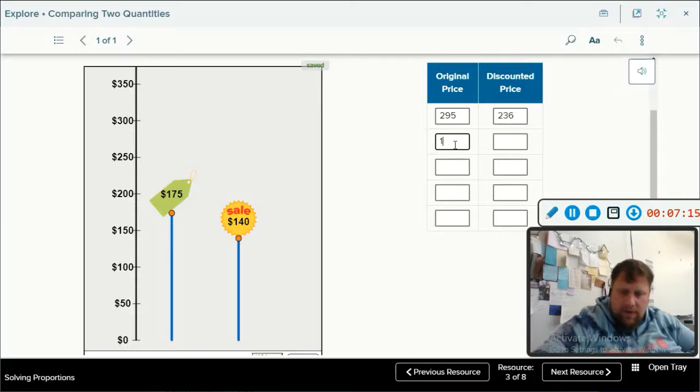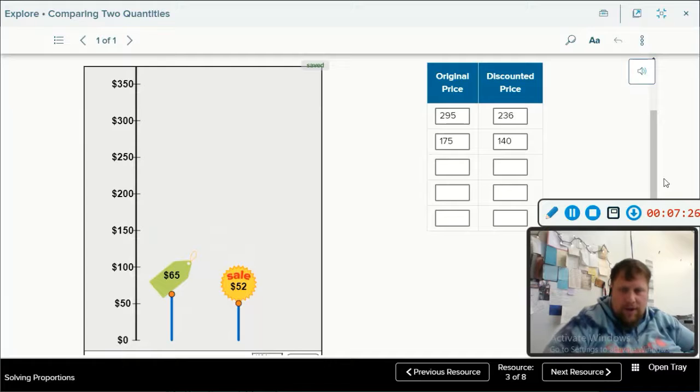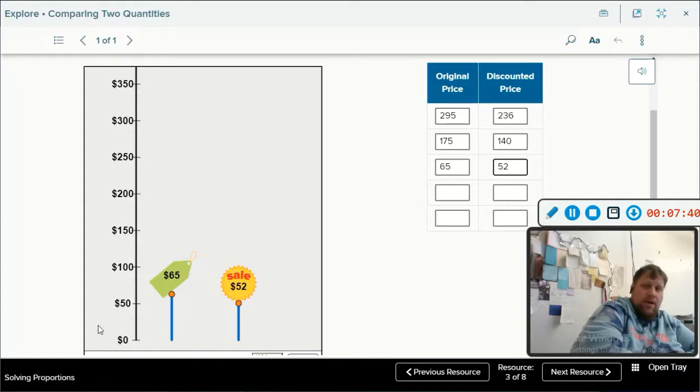Let's try $175 for the original and $140 for the sale. Let's do one more value here just to make sure we're not crazy. Let's do $65 for the original, and that makes $52 for the sale. And here's what's cool. I wish this thing gave me a calculator right here, but that's okay. I use my calculator on the other screen. I take 295, 236 and divide it by 295. If you take the discounted price and divide it by the original price, it tells us how much of the actual cost we're paying percentage-wise.